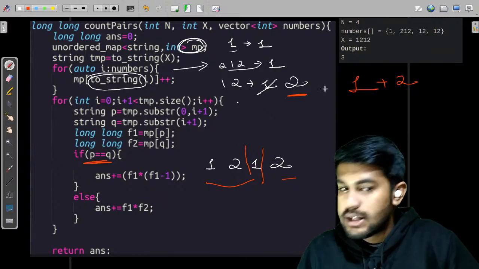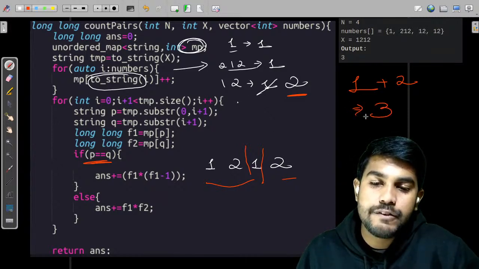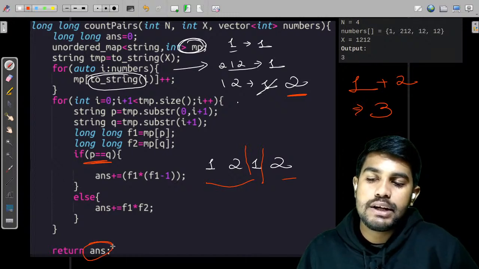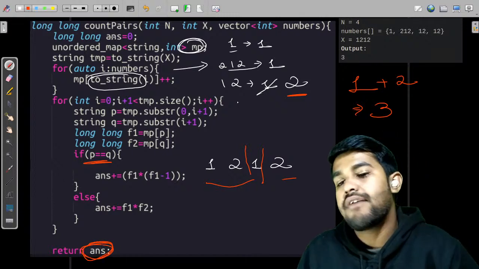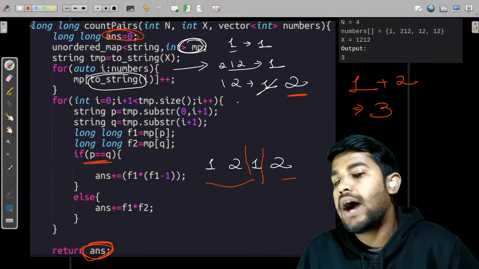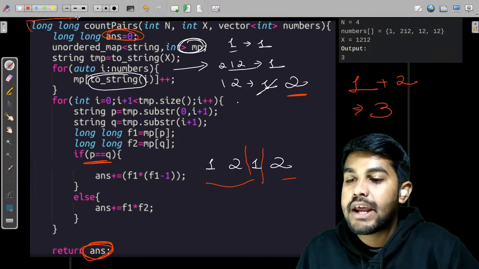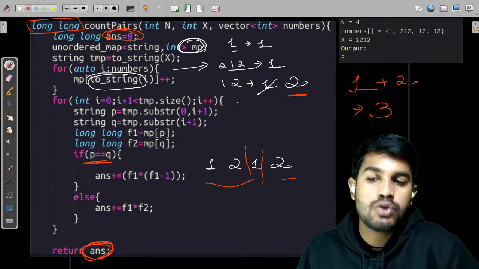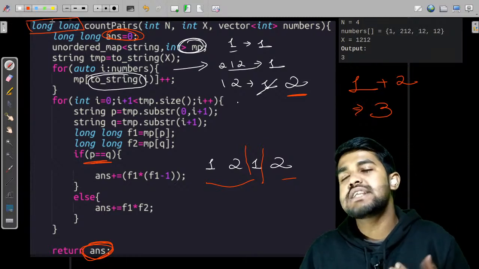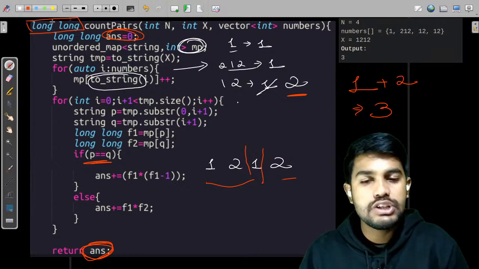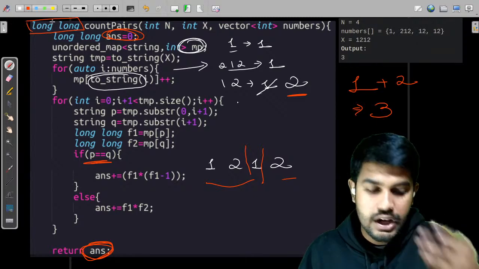This is done. So till now the answer is equal to 3, and then we would be returning the answer itself after adding everything to long. Why is this long? Because we are expected to return the answer in long. So it is kind of expected that the answer won't fit in the integer. So we are returning a long.